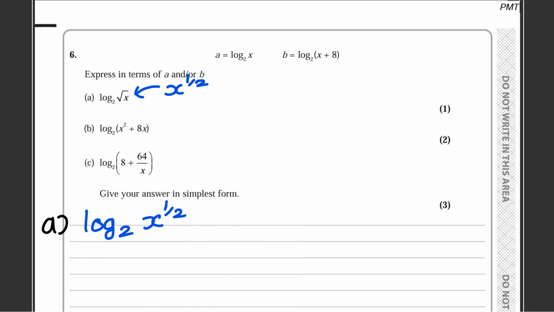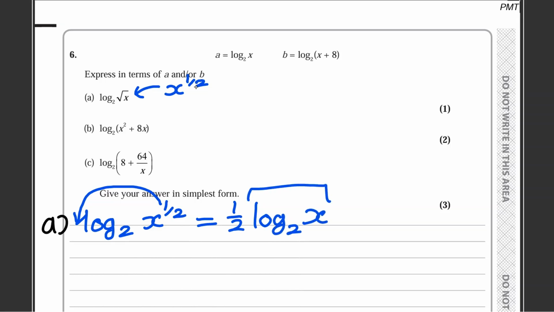If you remember your laws of logs, when you have a power inside a log, you can bring it to the front of the log as a coefficient. So this here is equal to half log base 2 of x, and this log base 2 of x here is a, so we can sub this out and write this as half a. So this is the answer to part A, it's half a.